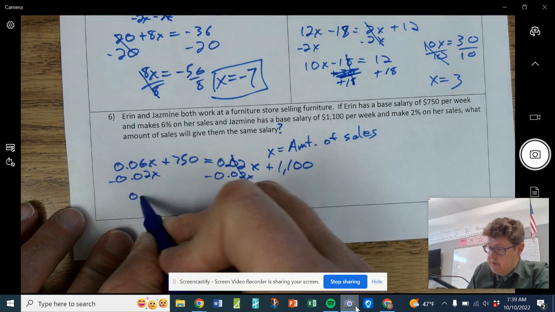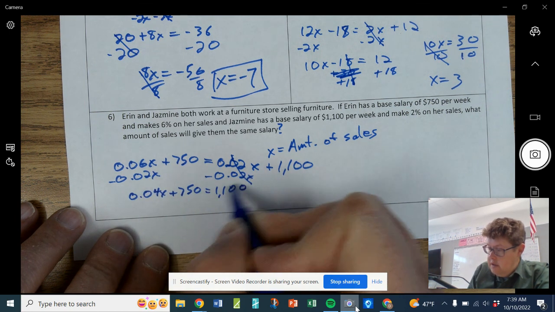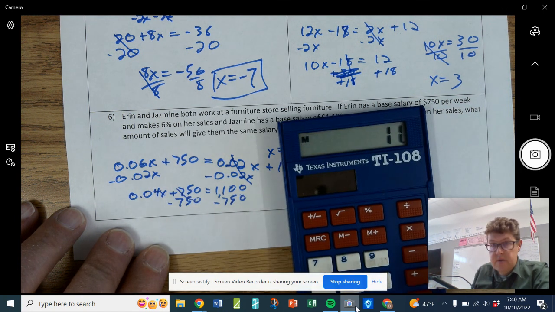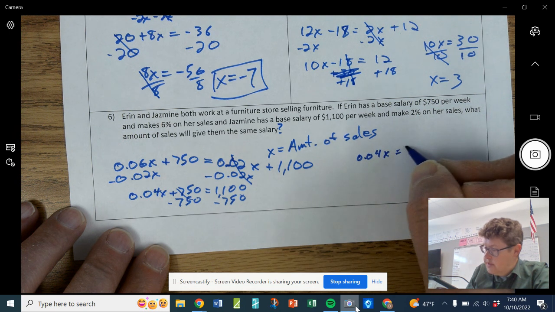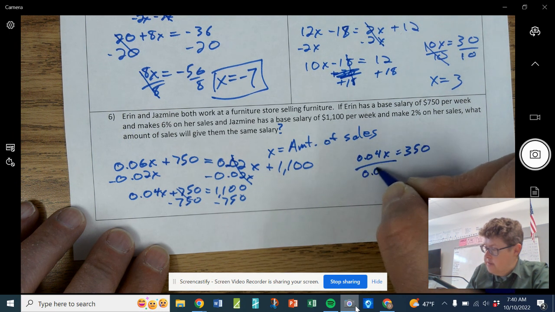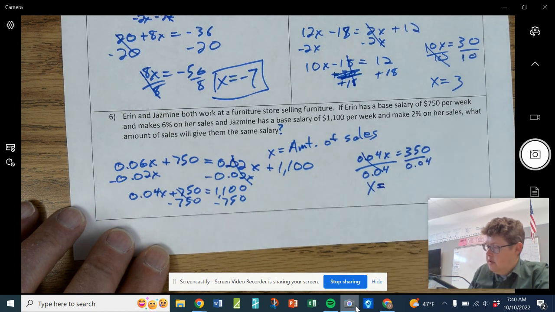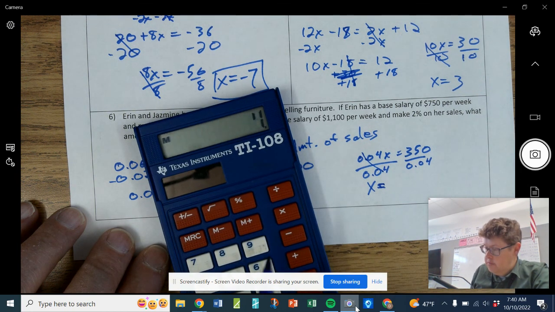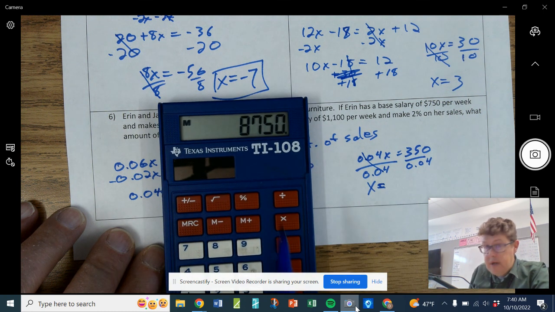This is going to give me 0.04x plus 750 equals 1,100. I subtract 750 on both sides. 1,100 minus 750 is 350. So I'm at 0.04x equals 350. And I divide by that. 350 divided by 0.04 gets us to 8,750.